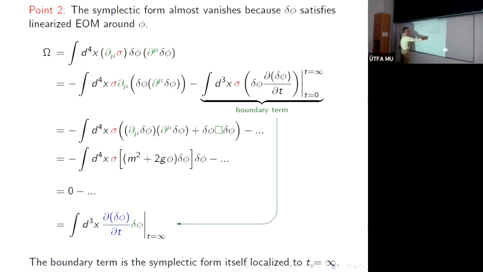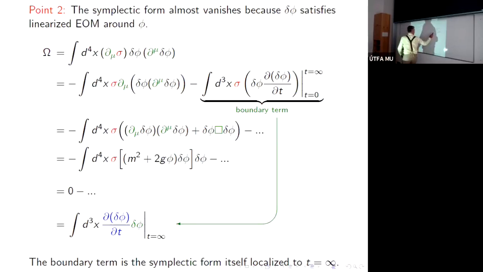And in this term, we use the equations of motion to replace box delta phi with m squared plus 2g. So just by using the linearized equations of motion, you can make this replacement. And now this term also vanishes because it's got two delta phi's, and the square of the one-form is 0. So we find that indeed the symplectic form is 0, except that we're not accounting for this boundary term.